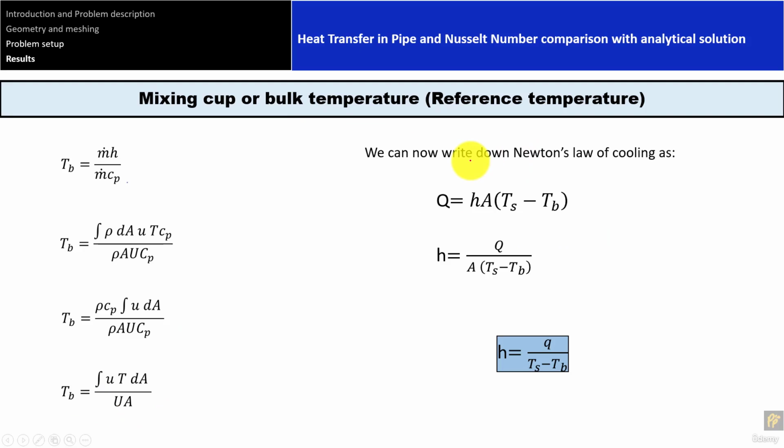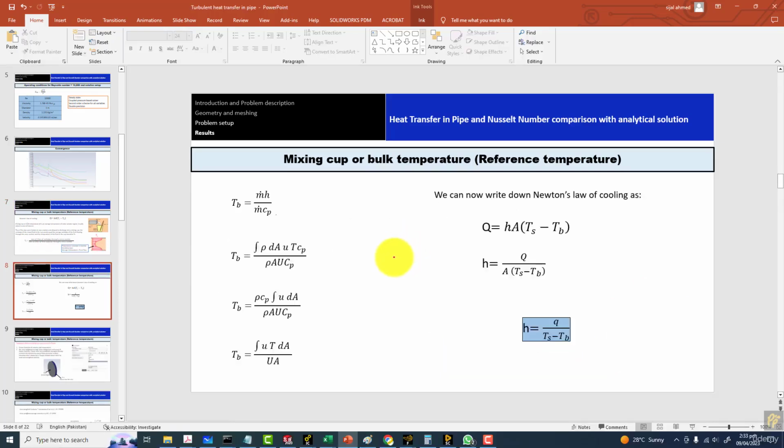And now we can write down Newton's law of cooling as Q is equal to h times Ts minus Tb. And from here we can find the convection transfer coefficient as Q upon A into Ts minus Tb. This capital Q is in watts, and area is in meter square. So watt per meter square is a heat flux. So we can write it as a small q divided by Ts minus Tb. Okay, so now we have to determine the values of these variables.